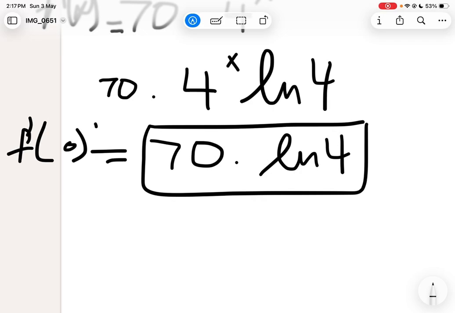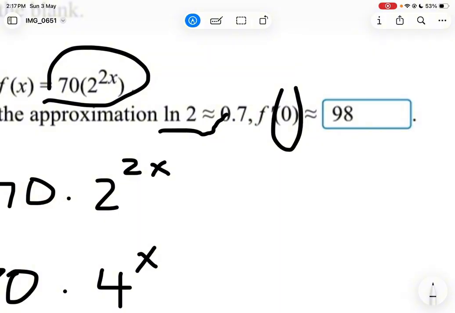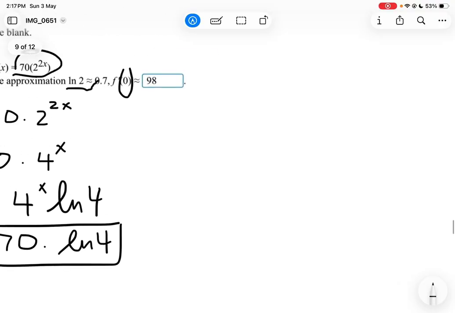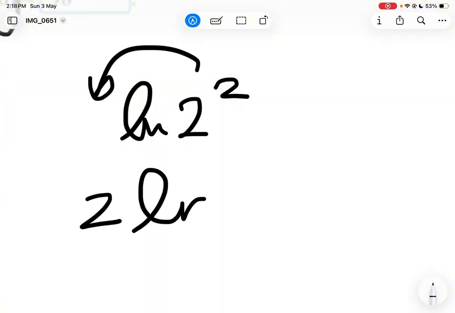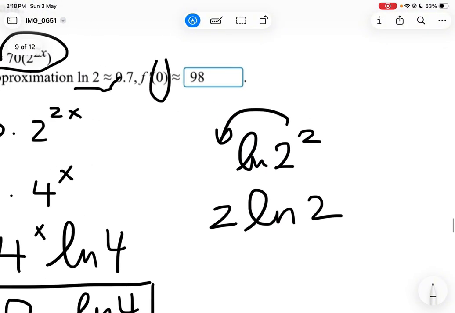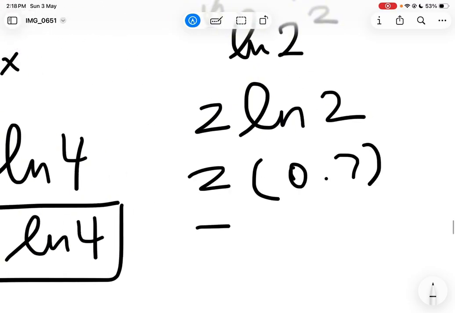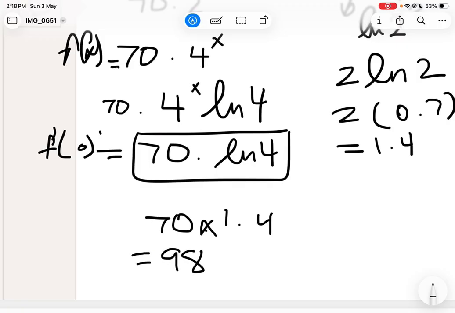And then because they told us that ln of 2 is approximately equal to 0.7, you can solve ln of 4, okay? Ln of 4 is ln of 2 to the power of 2, right? And you can take the exponent out of the ln of 2. And they give you that ln of 2 is 0.7, so now it will be 2 times 0.7, which is equal to 1.4. And then you do 70 times 1.4, and you'll get 98, and that's your final answer.